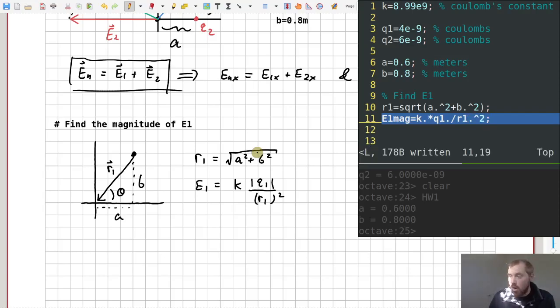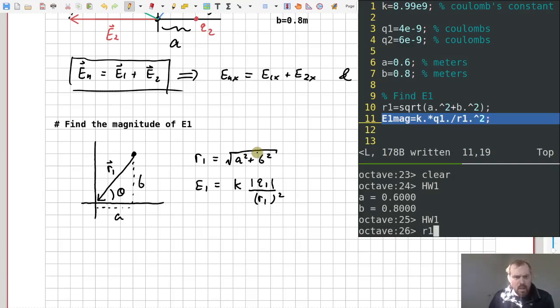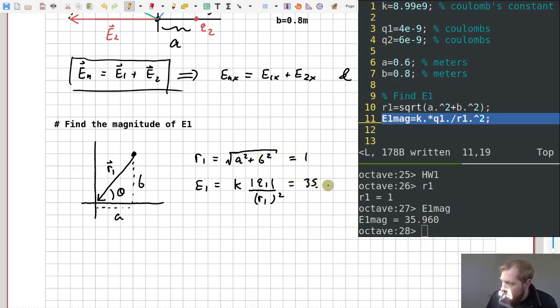So I have my E1 and R1 magnitudes. Let's run these. Homework 1. What was R1? If you look at the numbers that are generated for me, this will be very easy. R1 is just 1 meter. But let's say it wasn't an easy number that popped out. Then we'd have it just stored in this R1 variable. So it helps us reduce the complexity we're carrying. Let's look at E1 magnitude. All right. So let's write these down. It's just a reminder. E1 is 35.96 newtons per coulomb.